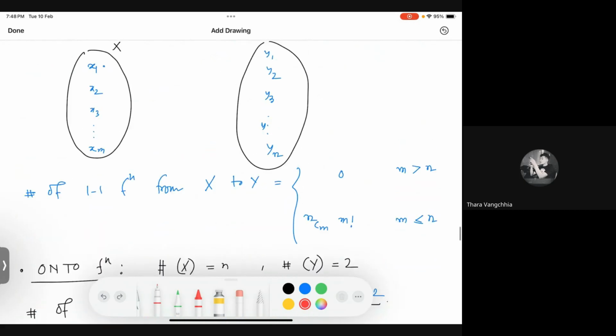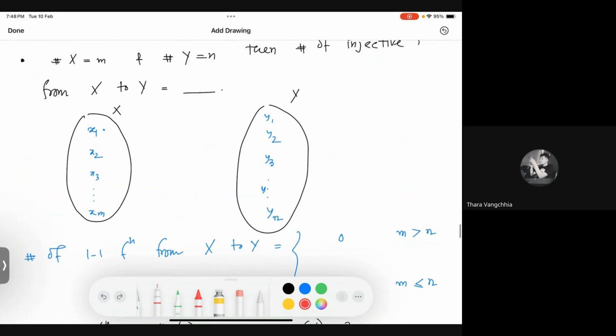Okay. So what is the meaning of one-one function? Panchaladi, do you know what is the meaning of one-one function? Unmute yourself.